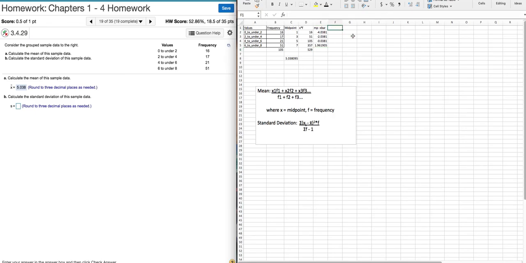Okay, then the next step is we need to square that result and multiply it times the frequency. So we've done this part here, we've calculated the difference between the midpoint and the mean, and next we need to square it and then multiply it times the frequency. So we're just working on the numerator still here. Okay, so I'm just going to title this as SQ, because we're going to square, and then times the frequency.